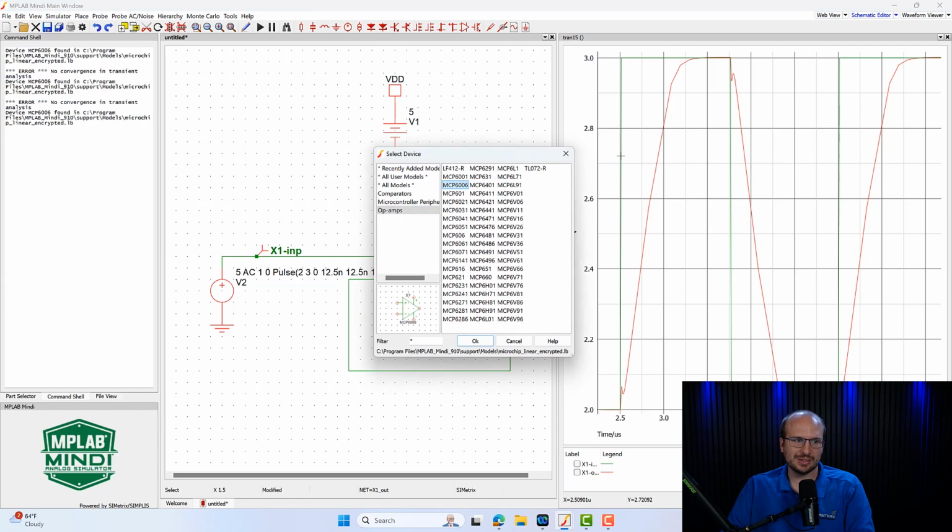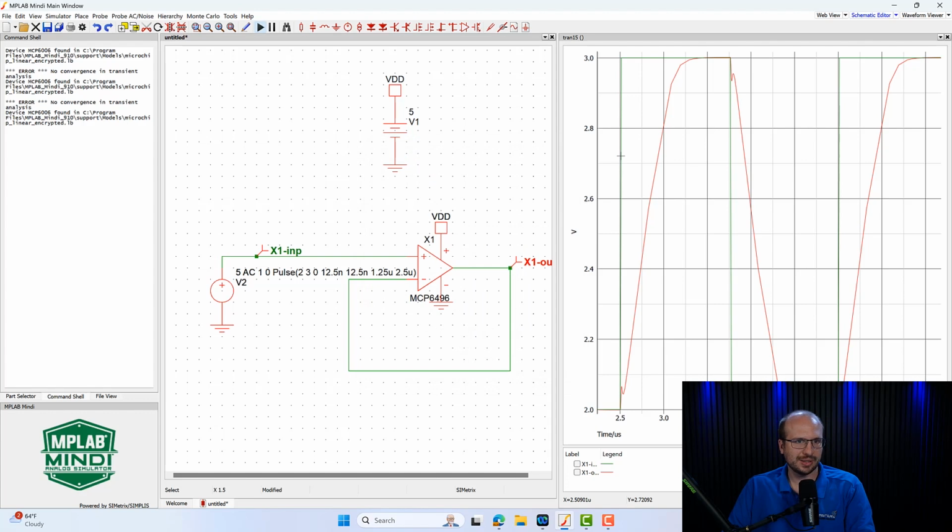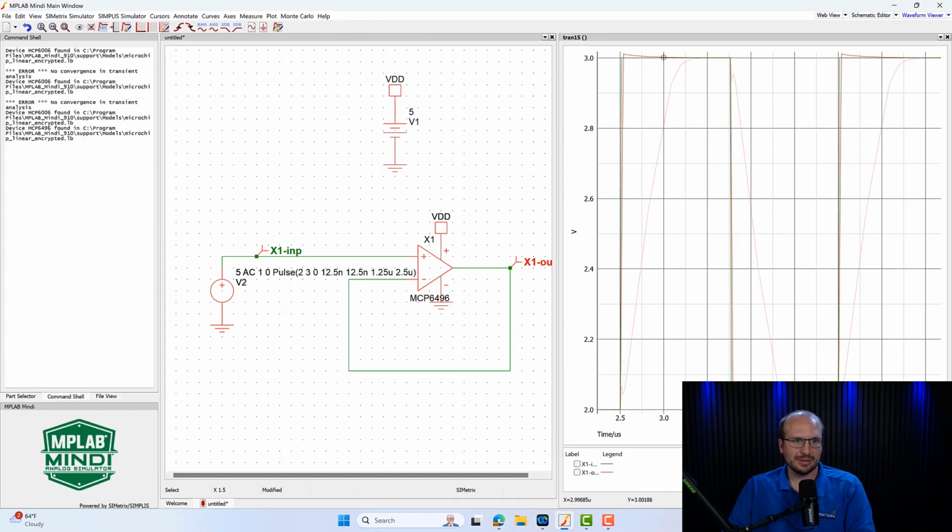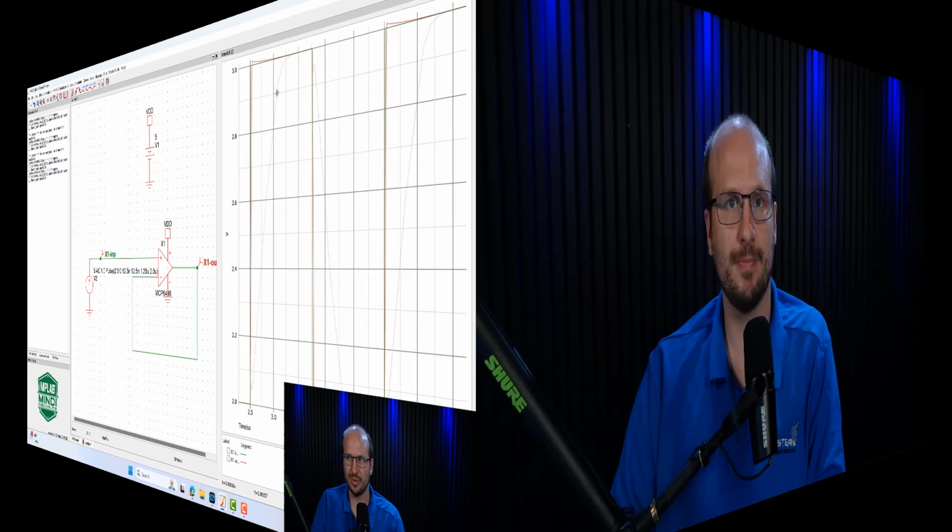So if we compare that to the 6496, let's change it here and try that again. Okay, so you can see that the 6496 is easily keeping up with your signal here. There's almost no distortion whatsoever.